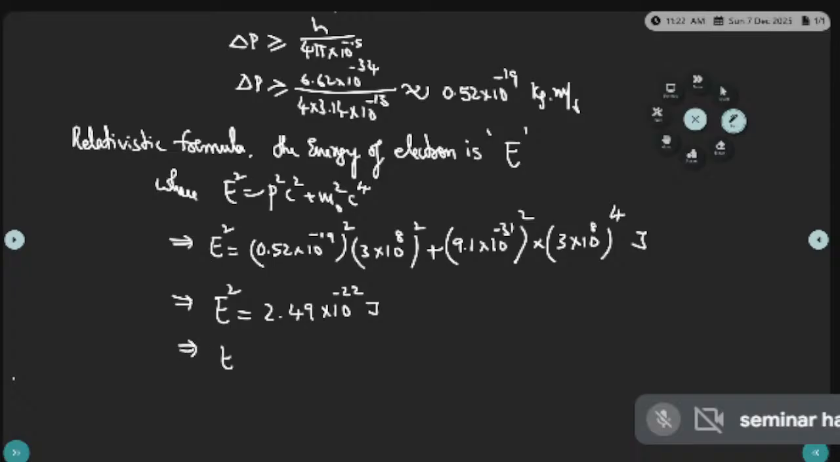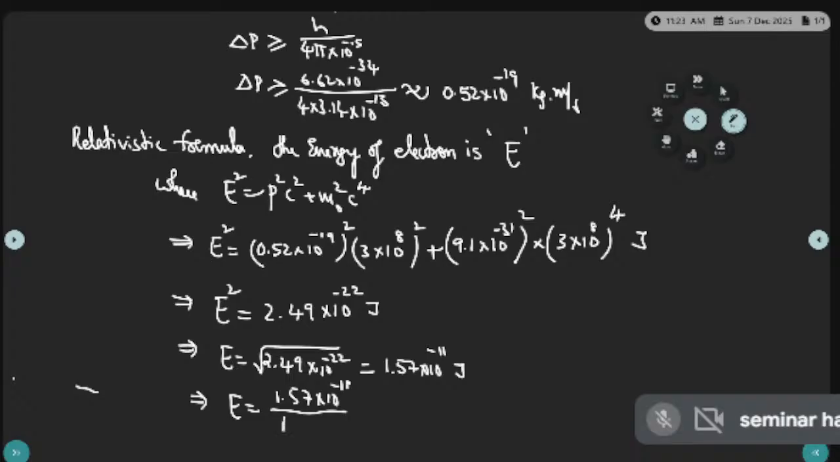So from this, E is equal to under root of 2.49 into 10 power minus 22, which is approximately equal to 1.57 into 10 power minus 11 joules. So from this, E is equal to 1.57 into 10 power minus 11 by 1.6 into 10 power minus 19, which is equal to 10 power 8 electron volt, which is equal to 100 MeV, mega or million. Approximately how much is it? 100 million electron volts.